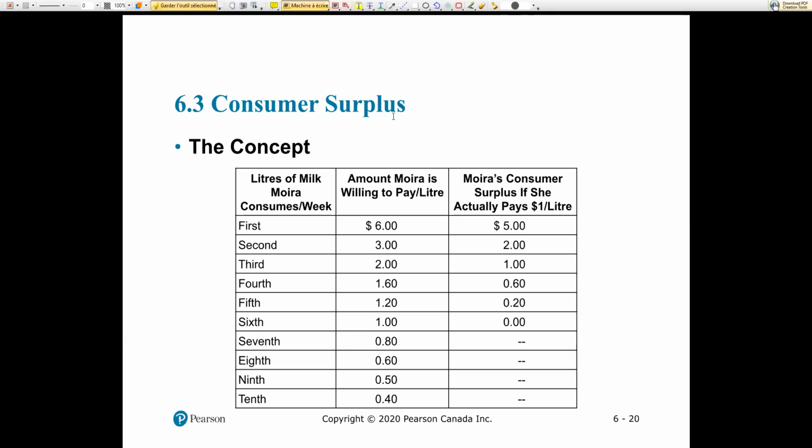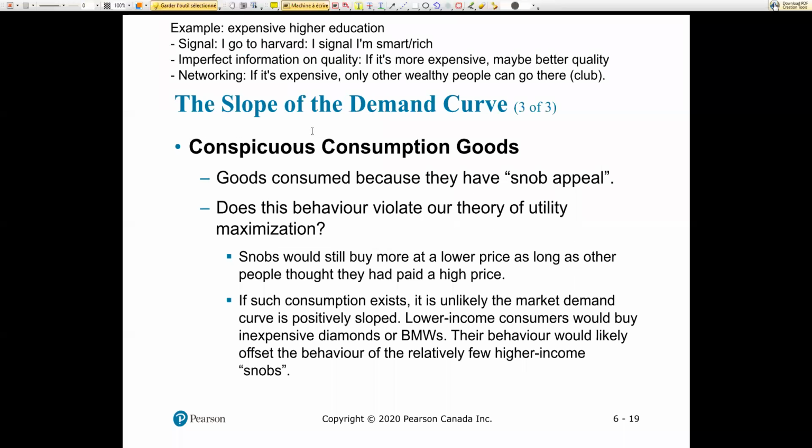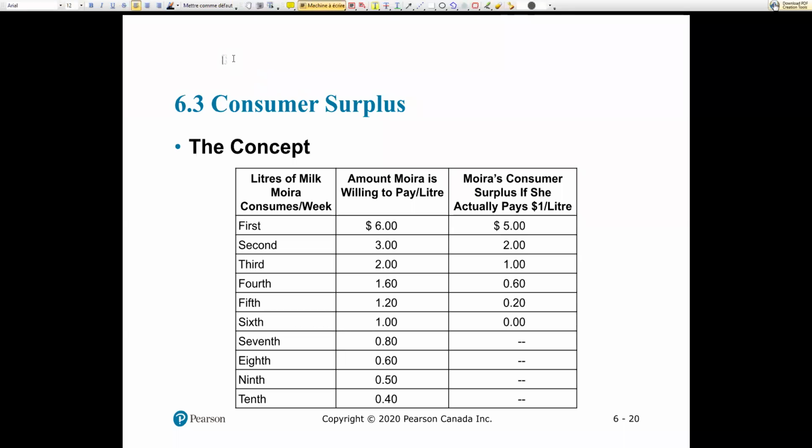So what is the surplus? Okay, so surplus is the difference between willingness to pay and actual price. Willingness to pay is the value I get from the good, and the surplus is the willingness to pay minus what I actually had to pay for it.